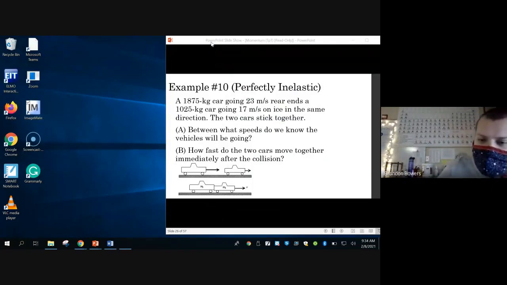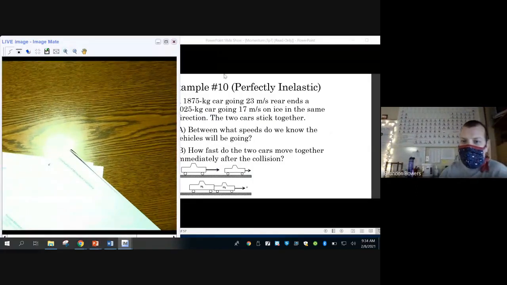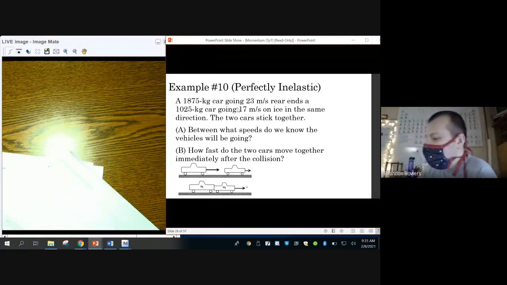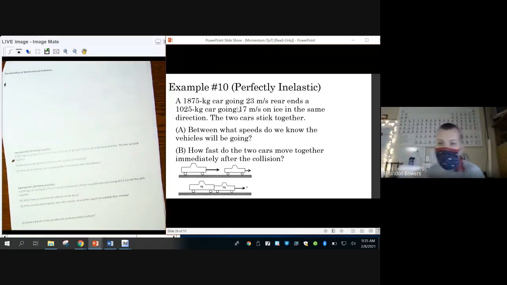All right. So if we look at example number 10. A 1,875 kilogram car going 23 meters per second rear ends a 1,025 kilogram car going 17 meters per second on ice in the same direction. The two cars stick together. So, if you look at this example, between what speeds do we know the vehicles will be going? How fast do we know the vehicles are going to be going?